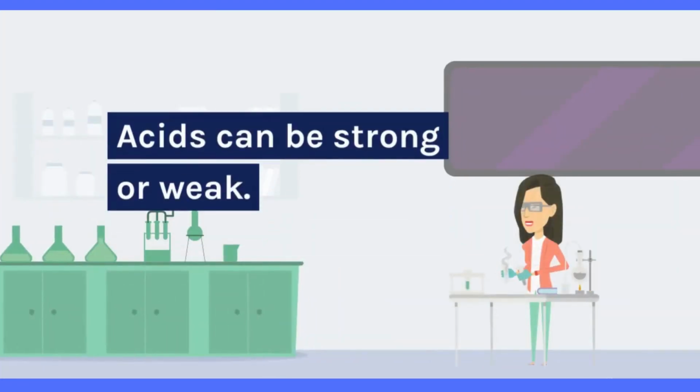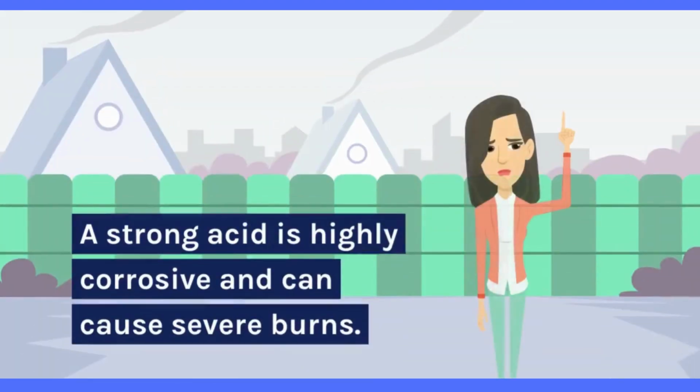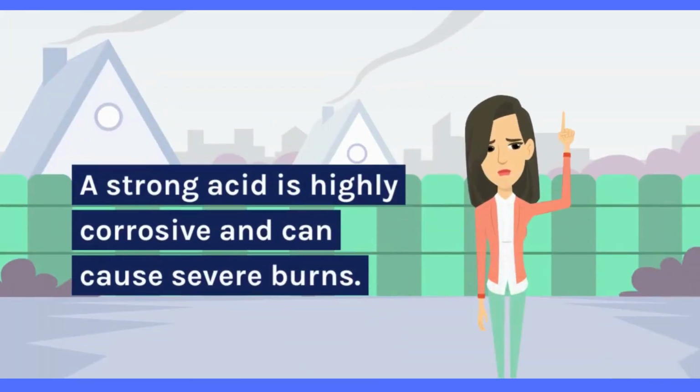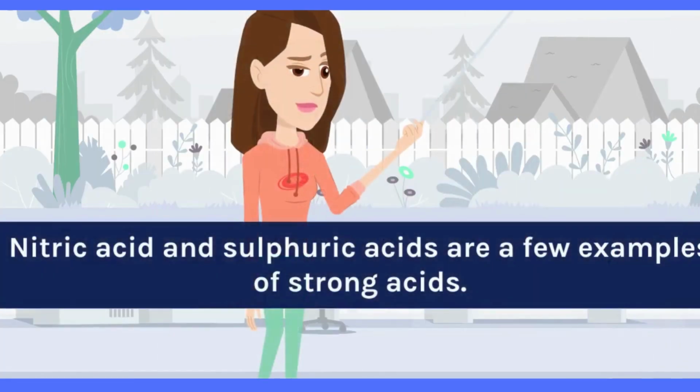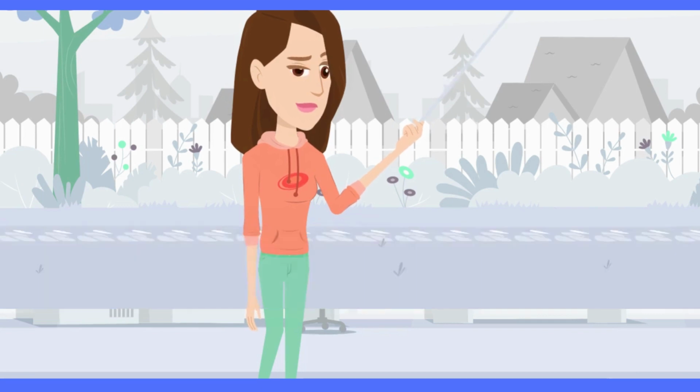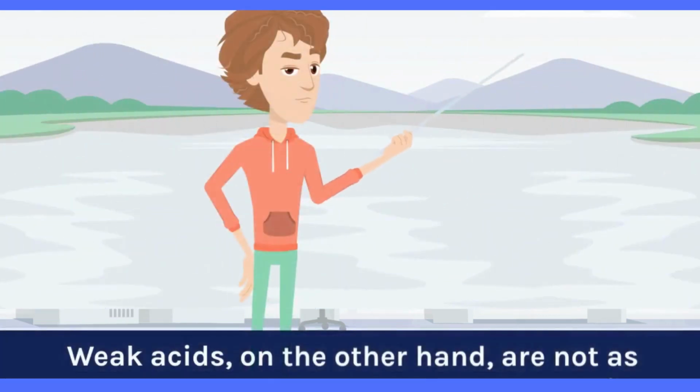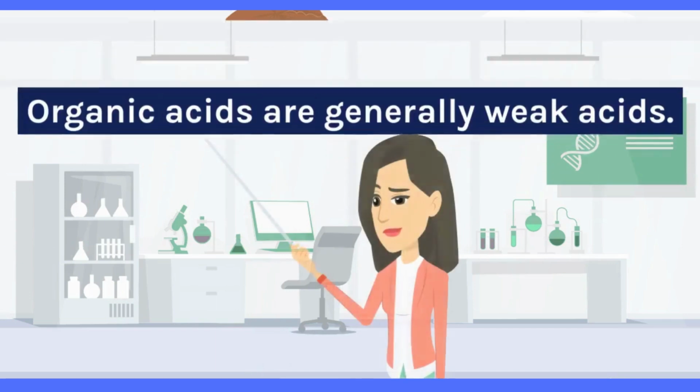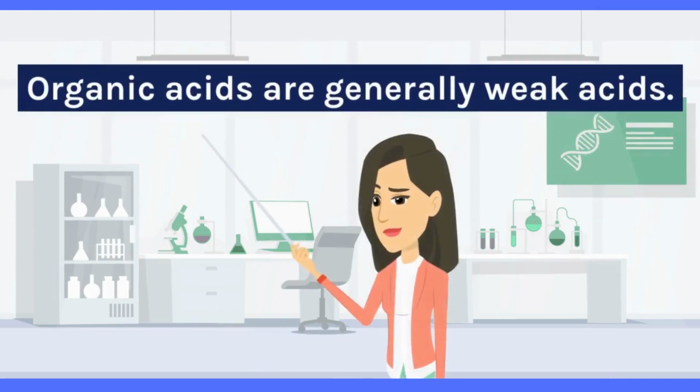Acids can be strong or weak. A strong acid is highly corrosive and can cause severe burns. Nitric acid and sulfuric acids are a few examples of strong acids. Weak acids, on the other hand, are not as destructive as strong acids. Organic acids are generally weak acids.